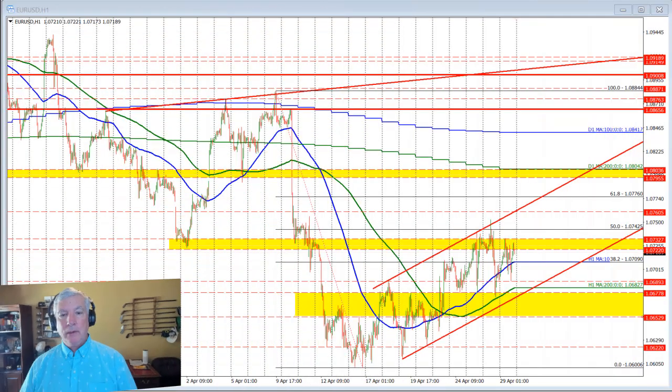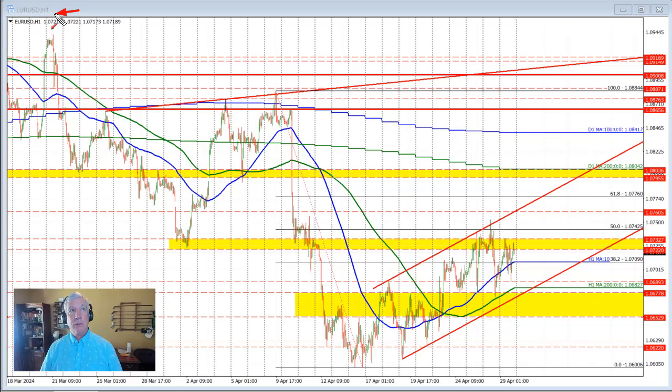This is a Forex Quick Look, an updated look at the Euro versus US dollar. Today's date is April 29, 2024. Let's get started. When you look at the hourly chart, which is the one I'm going to focus on here today, these dashed lines represent the day's trading range.